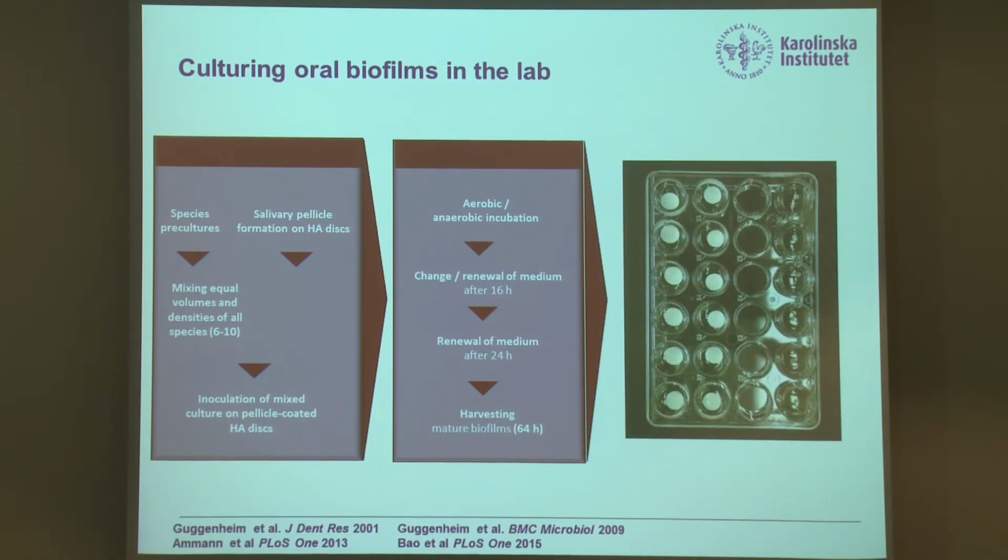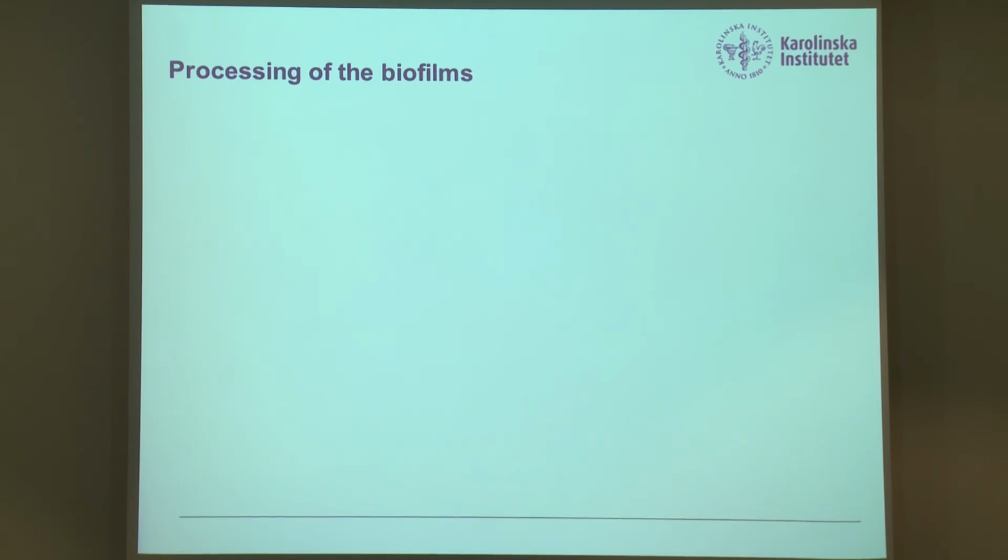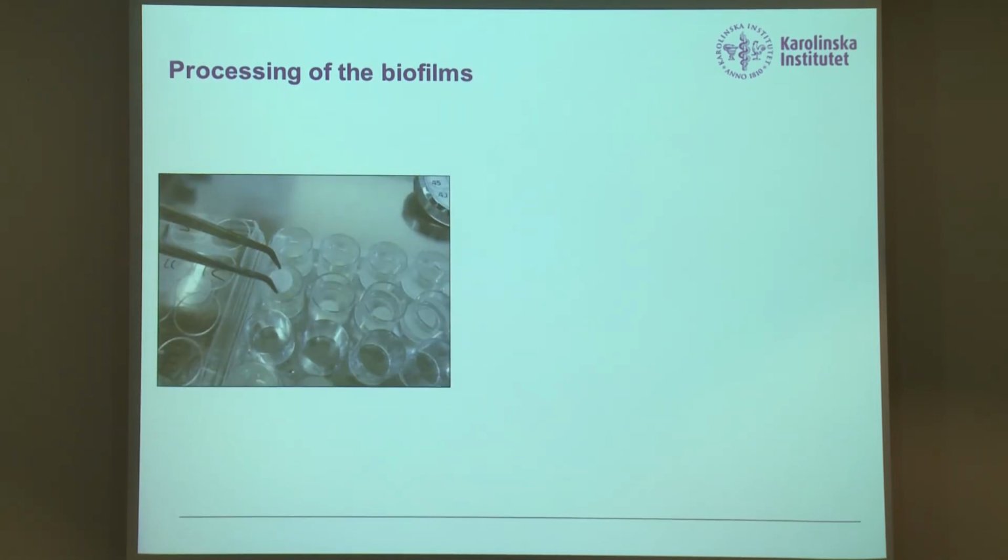You can see actually a 24-well plate here. Half of the plate is filled with hydroxyapatite discs on which biofilm has actually grown. And what can we do at this stage? There are a lot of possibilities. How do we process the biofilm? We can pick it up with a forceps. So actually this disc here contains on its surface a mature biofilm of the species that we have introduced.